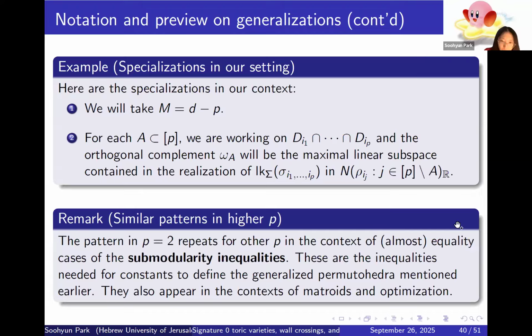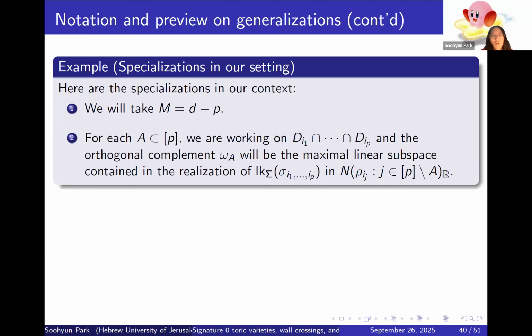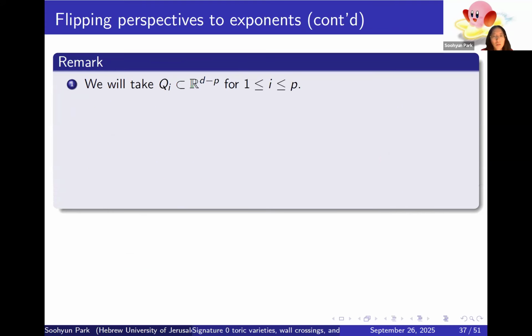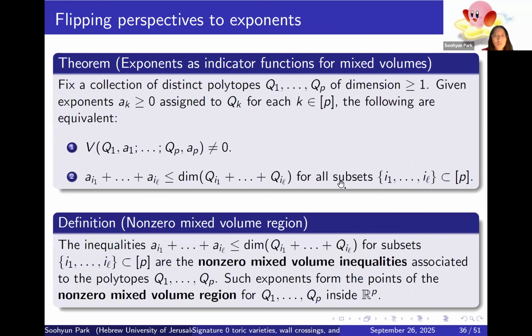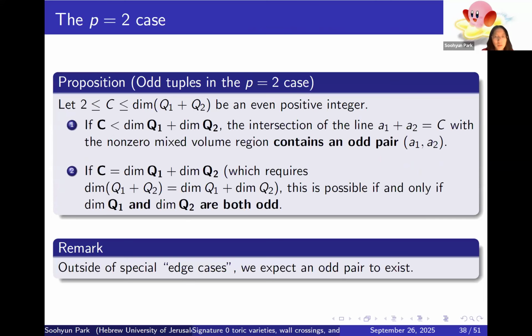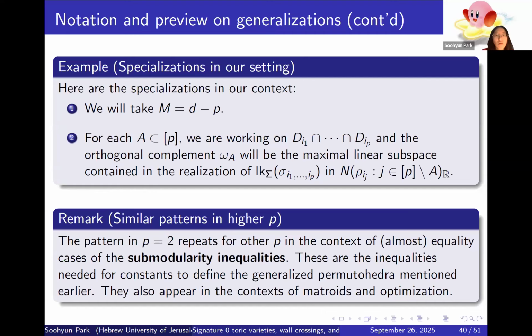Okay, so it turns out that what we see in P equals 2 does occur in other cases, and they have something to do with these inequalities called the submodularity inequalities. They're exactly the inequalities that are needed to say that A1 plus so on is less than or equal to some number. The inequalities these numbers need to satisfy in order to be permuted are exactly the submodularity inequalities.